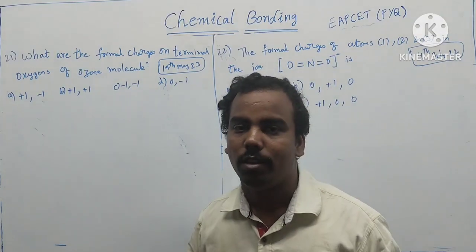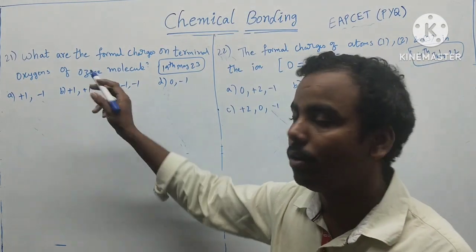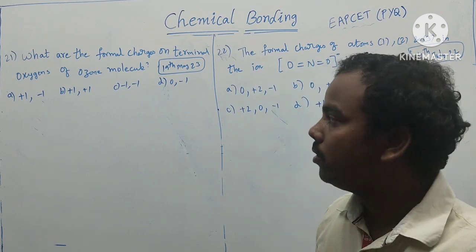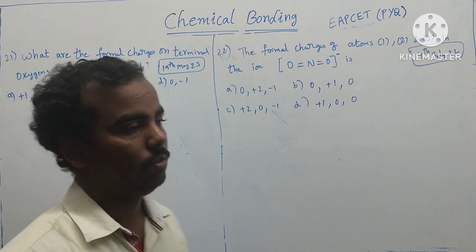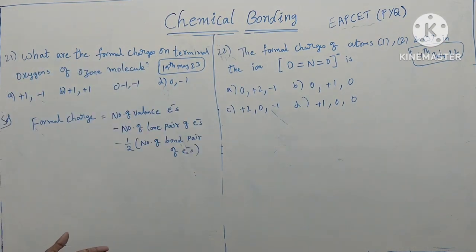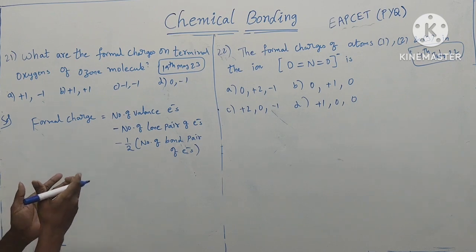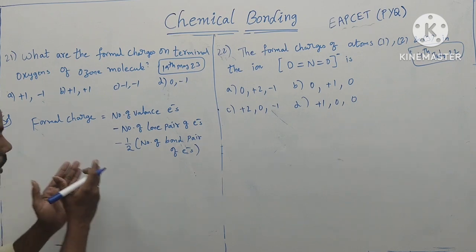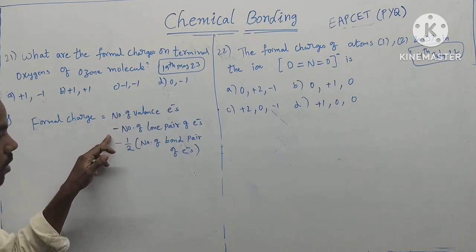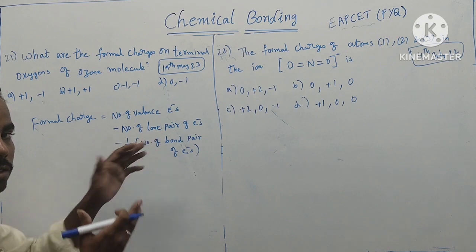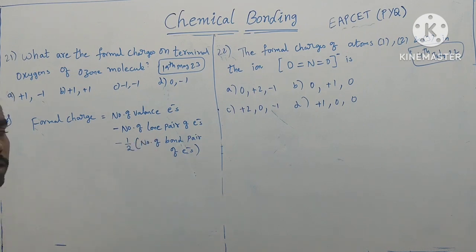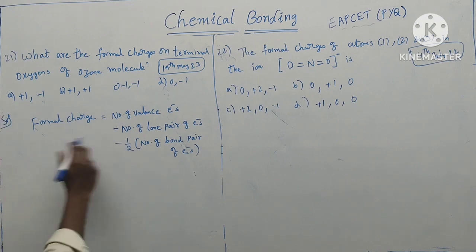Hi dear students. So the next question is based on formal charge. So what is the formal charge formula? First, for the atom for which you calculate the formal charge, how many valence electrons are present? So the number of valence electrons, minus the number of lone pair electrons on that atom, minus half into the number of bond pair electrons surrounding that atom. So that is the formal charge.